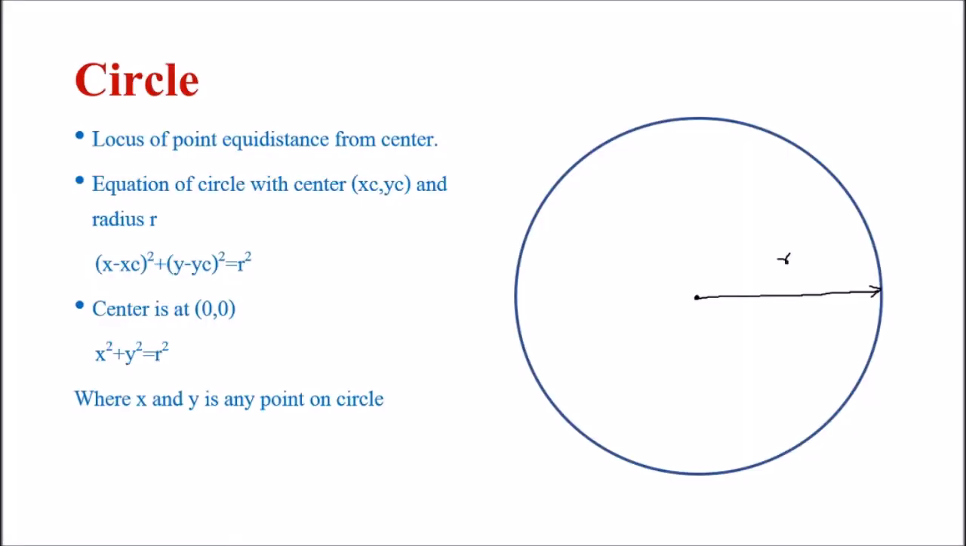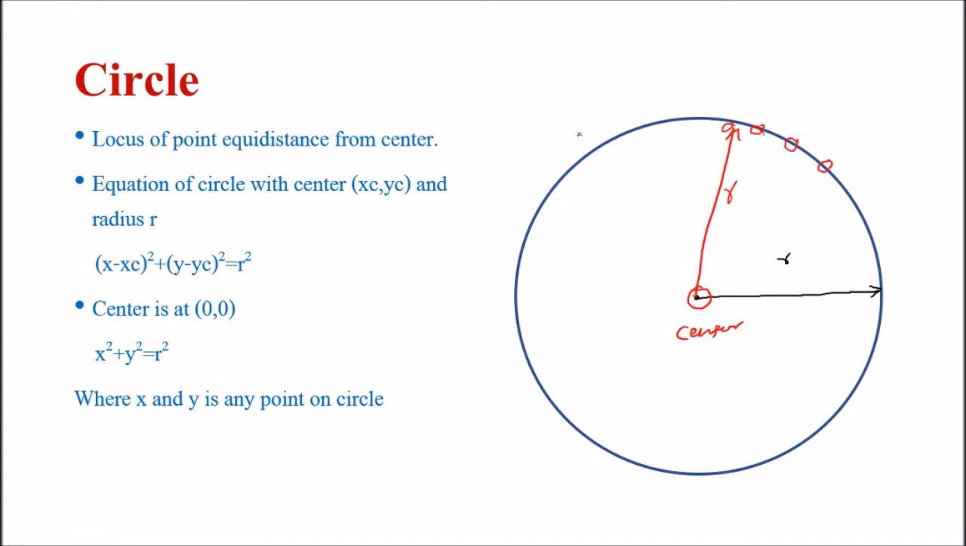Now first of all I will discuss what is meant by circle. Circle, everybody knows, is nothing but a locus of points equidistant from the center. So here you can see, suppose this is the center of the circle. Then the locus of all the equidistant points from the center, that distance is the radius r. So that is called a circle. So a circle is defined as a locus of points, meaning all the points equidistant from the center.